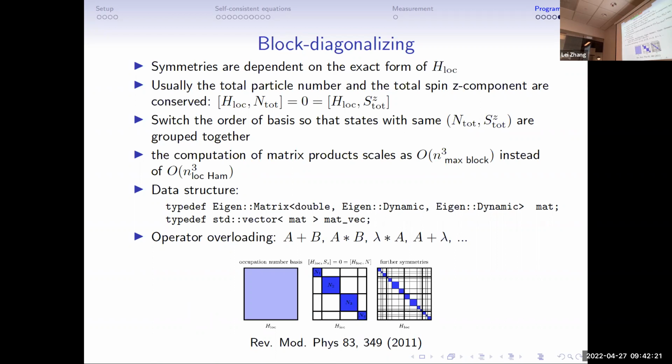I also use some operator overloading so that this whole vector can do addition, multiplication, scalar multiplication, and constant shift directly. So if you want to use the block diagonalization in other solvers, maybe you can just use my code in this part.